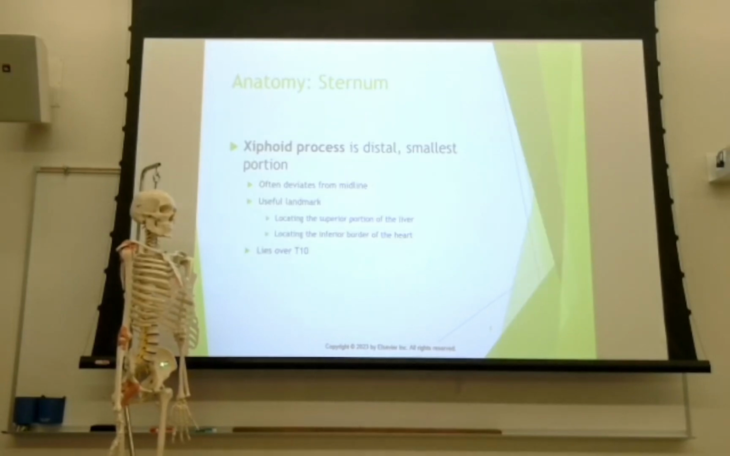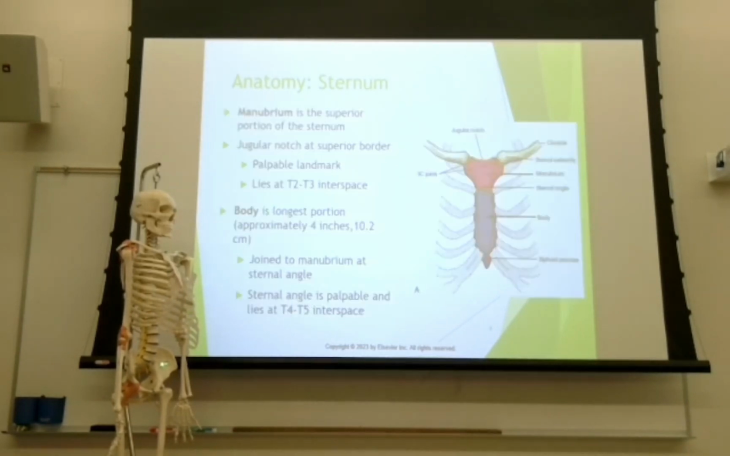So we just talked about all that. Xiphoid process lies over T10. So it makes for a decent positioning landmark for chest x-rays, AP chest x-rays. You got to be above T10. You got to be at T7 for positioning of that.